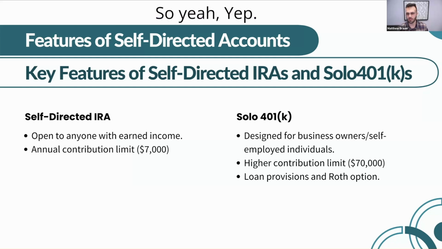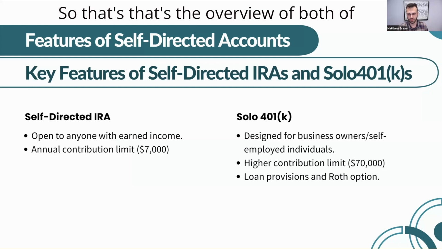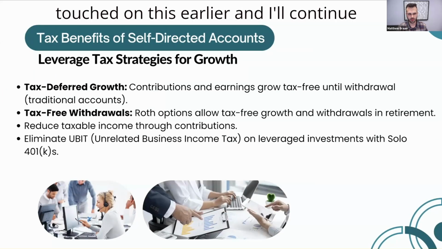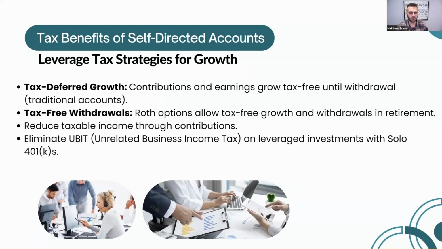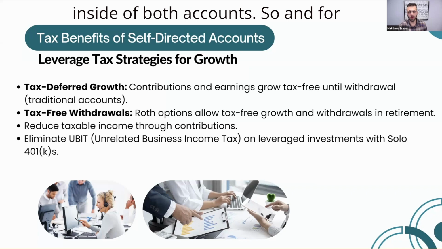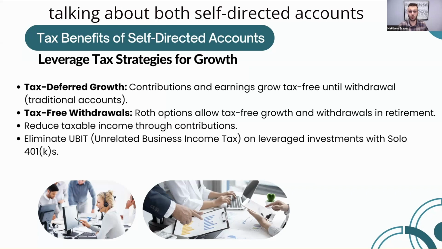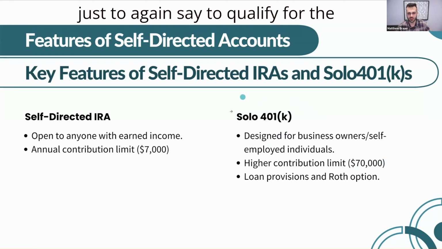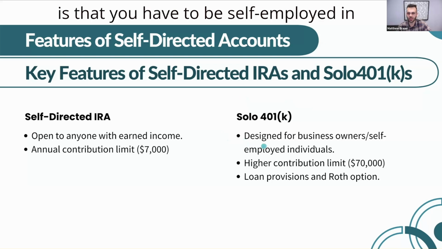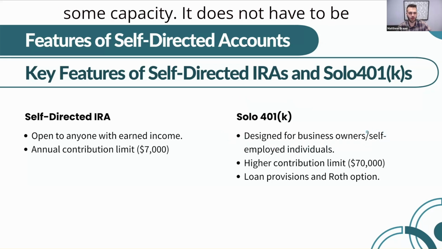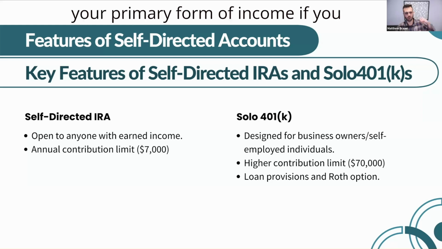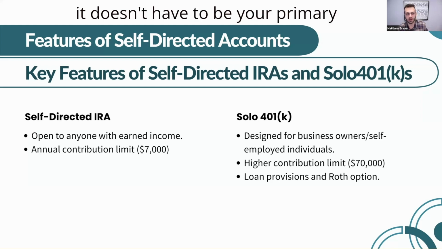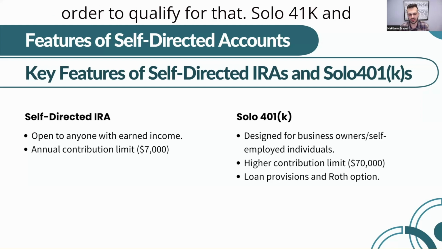So, yep, that's the overview of both of those accounts there. I touched on this earlier, and I'll continue to get into it. Inside of both accounts, and for most of this presentation, I'll just be talking about both self-directed accounts. I should go back here just to again say, to qualify for the solo 401k, there is one caveat, which is that you have to be self-employed in some capacity. It does not have to be your primary form of income. If you have a side gig and you're getting some self-employed income, it doesn't have to be your primary vehicle, but you have to do something in order to qualify for that solo 401k.